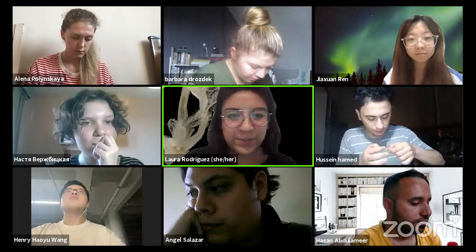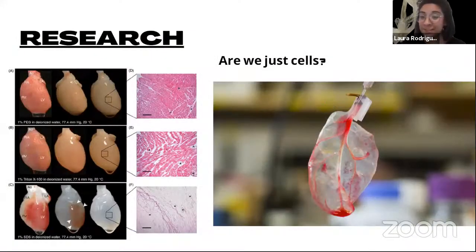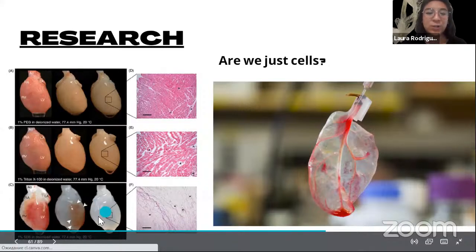Okay. So what are we doing? Basically, we are removing the cells from the plants. This is called decellularization. And you can remove the cells from plant tissue, but also from animal tissue. What you're seeing here is a heart of a chicken, and it was put under a solution that breaks the cells and leaves only the structure. The structure is made of a protein. That's why it looks like this transparent thing.